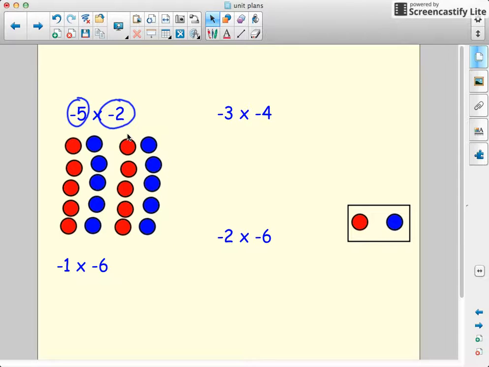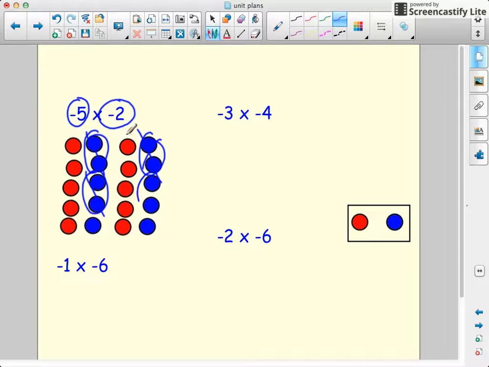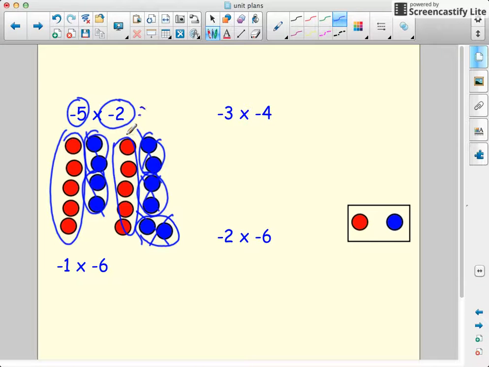So remove 5 groups of -2. Okay, so I'm going to remove 1 group, 2 groups, 3 groups, 4 groups, and then these 2 together make a fifth group. So if I remove those 5 groups of -2, what I'm left with is a total of all my red ones, which is +10.